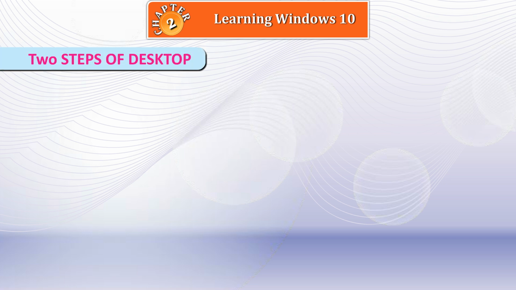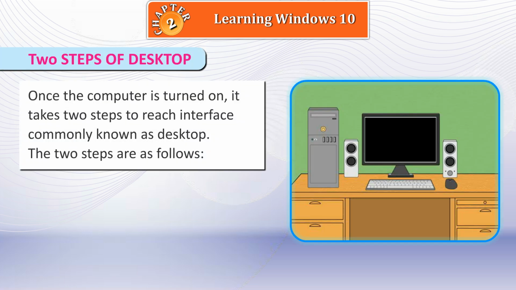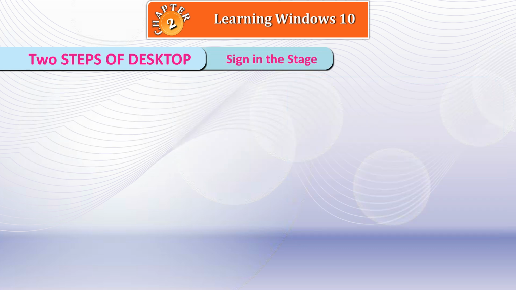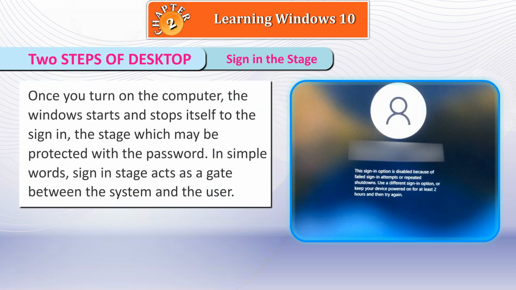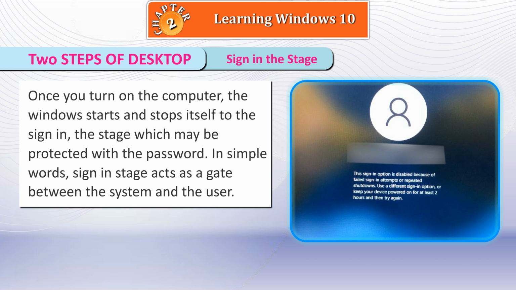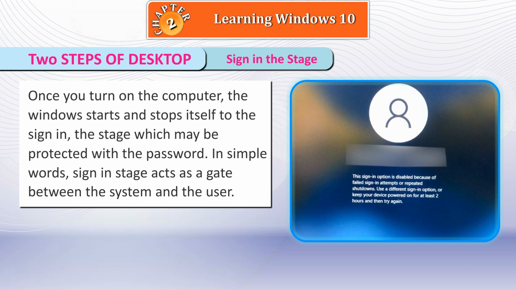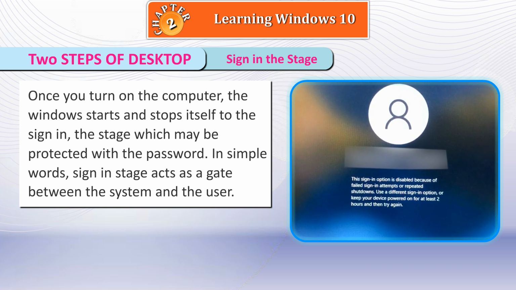2 steps of desktop. Once the computer is turned on, it takes 2 steps to reach the interface commonly known as desktop. The 2 steps are as follows. Sign-in stage. Once you turn on the computer, Windows starts and stops itself at the sign-in stage, which may be protected with a password.